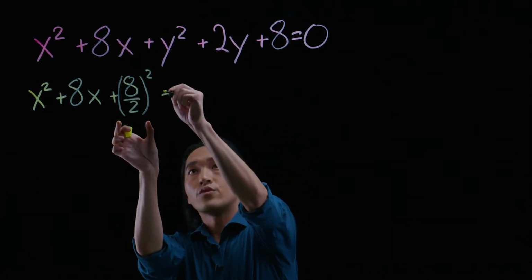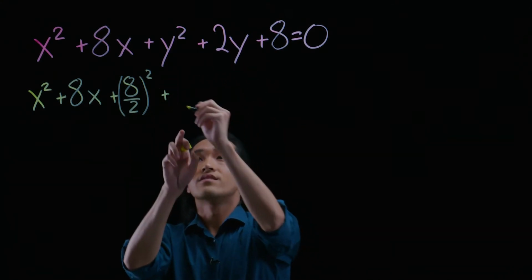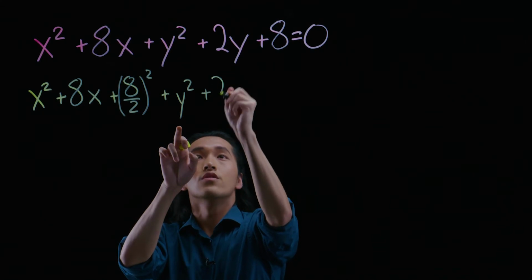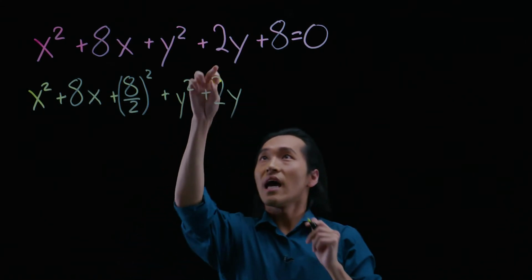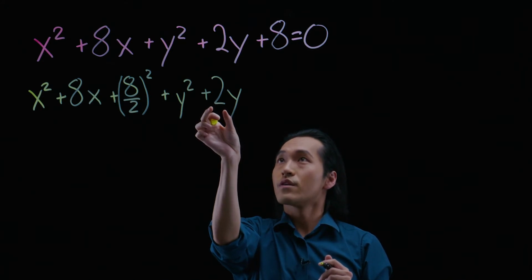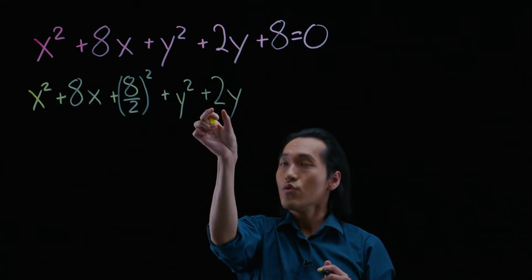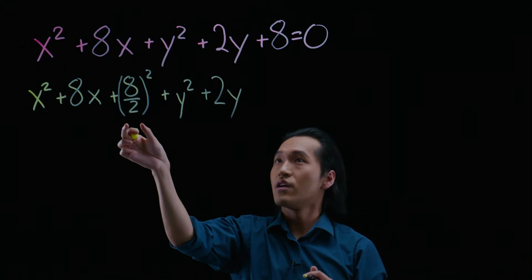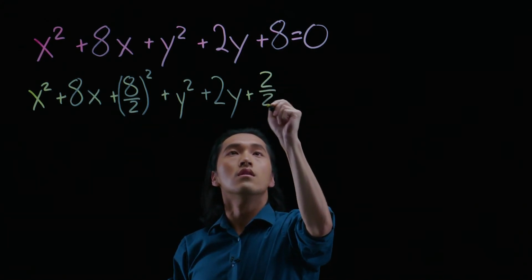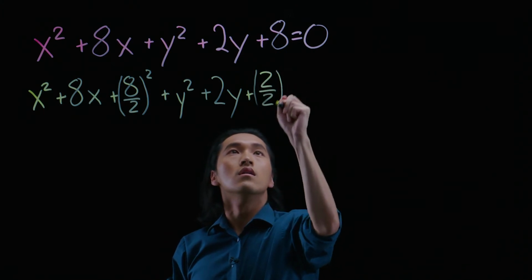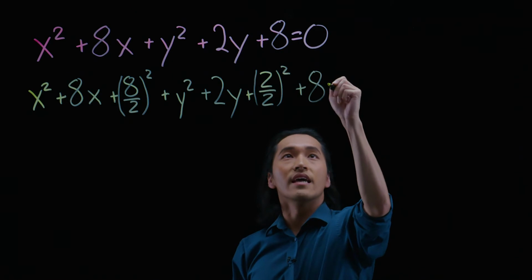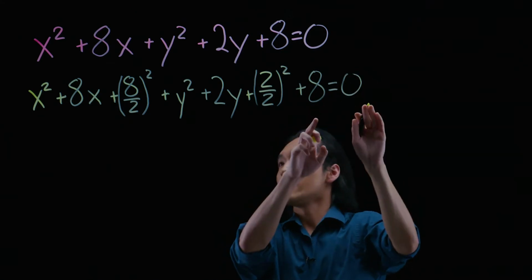Meanwhile, we have to do the same thing for the y's. So y squared is still y squared, 2y is still 2y. But now we have to look at the 2, which is the coefficient for the middle term. We look at the 2, we divide it in half, just like here, and then square that. And meanwhile, I'll drop the 8 and the 0, and we'll deal with this later.